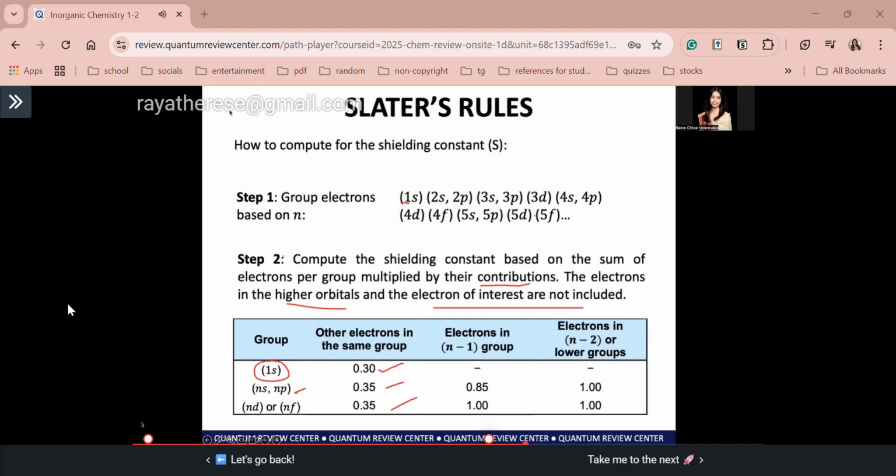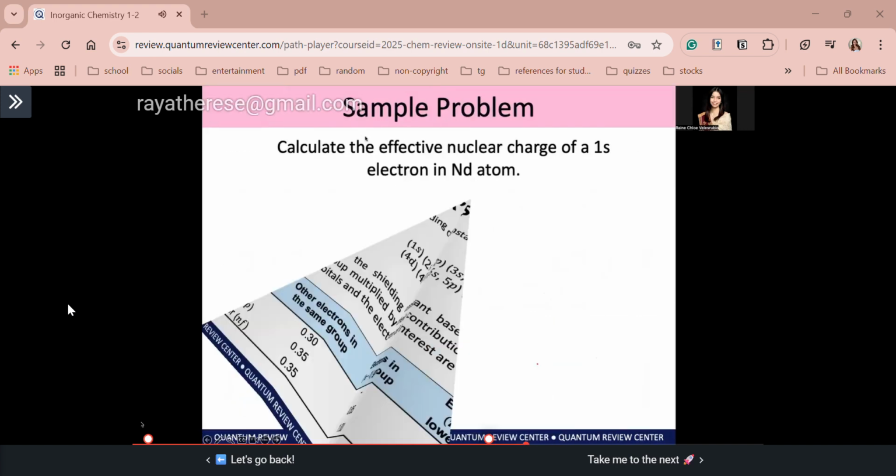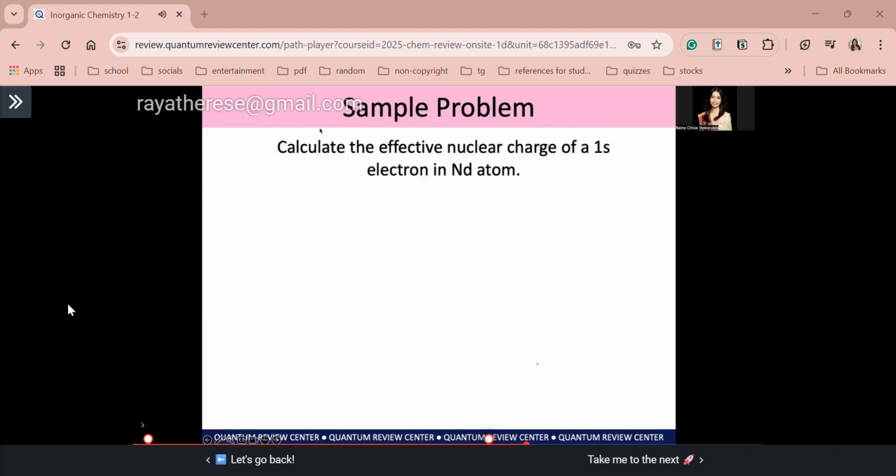Okay, so don't worry kasi isa-isahin na natin sa ating sample problems. So first sample problem, calculate the effective nuclear charge of a 1s electron in neodymium atom. First, we determine the atomic number of neodymium, which is equal to 60. Usually guys, yung step 1 dito, hanapin talaga natin yung full electron configuration. Pero since 1s lang naman yung hinahanap guys, 1s, yung electron of interest, so hindi natin kailangan yung other electrons na outside of the electron of interest.